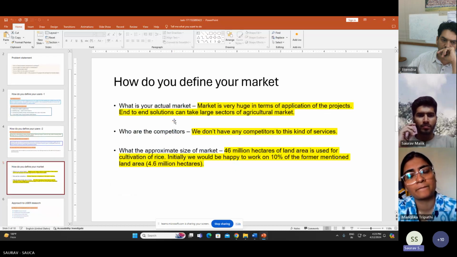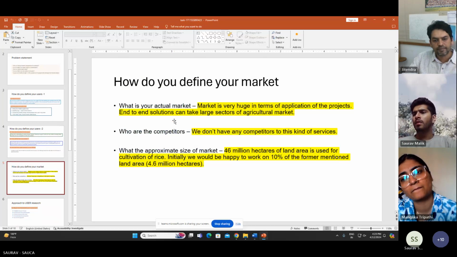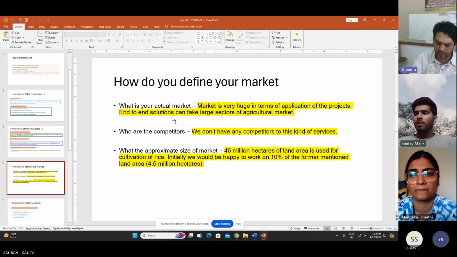So how do you define your market? My market is very large in terms of project application. End-to-end solution. I'll interrupt you. Sorry for this.